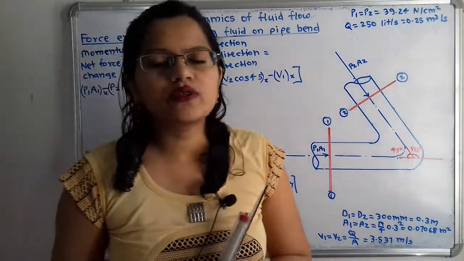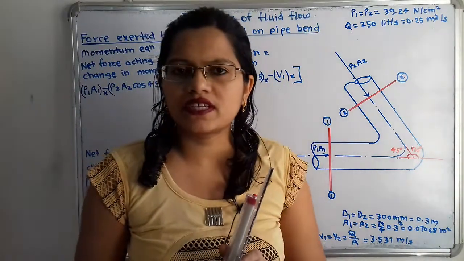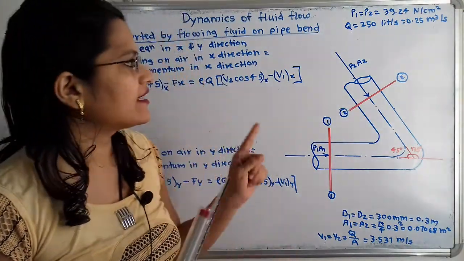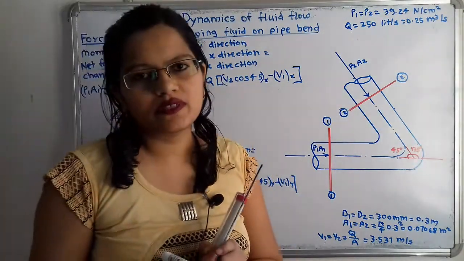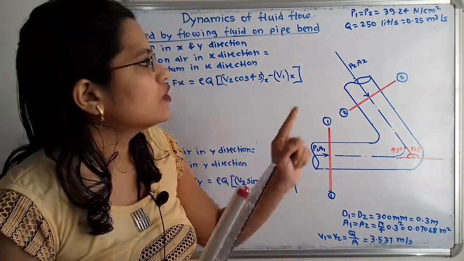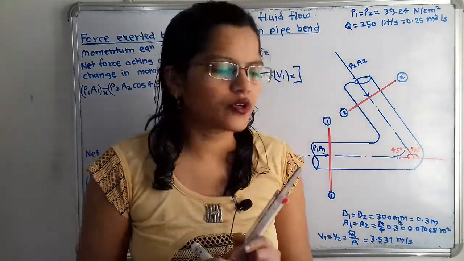Then discharge Q is also given. What is the discharge or flow rate? That is 250 liters per second. Here we have to convert it into the standard unit, that is meter cube per second. So liter per second multiplied by 10 raised to minus 3. So 0.25 meter cube per second is the value of Q.